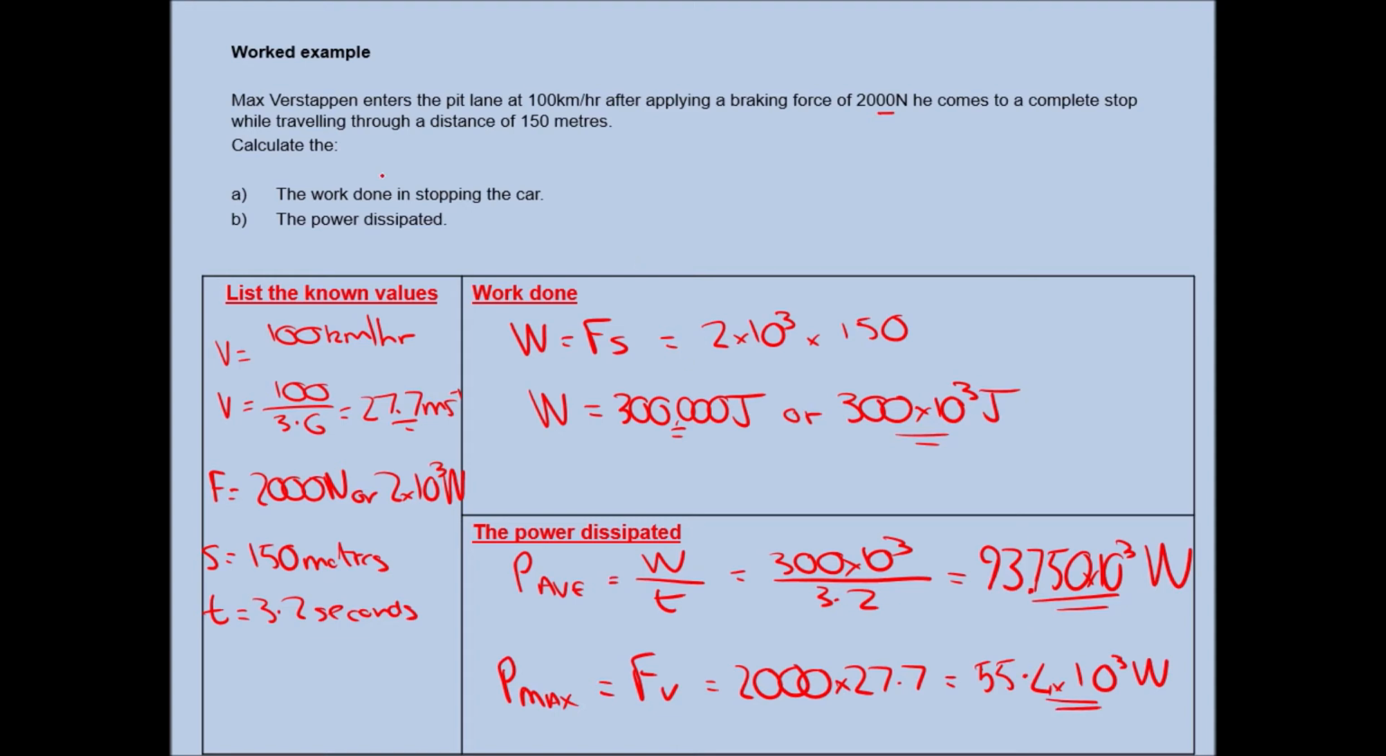Okay, now there's this word up here, dissipated. What that actually means is the power lost. As you go into this pit lane, you have to lose power so you can slow down. And we can see here, the average power that we've lost during that time is 93.75 times 10 to the 3 watts. But the max power is 55.4 times 10 to the 3 watts. So a couple of different answers there, but depending on the question, it will determine which one of those you're going to use.